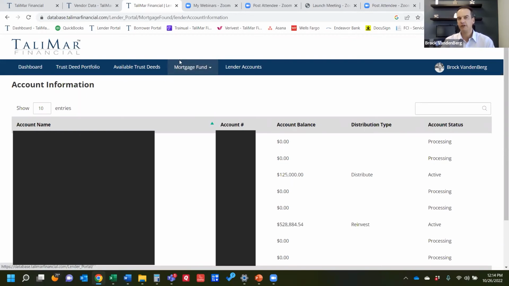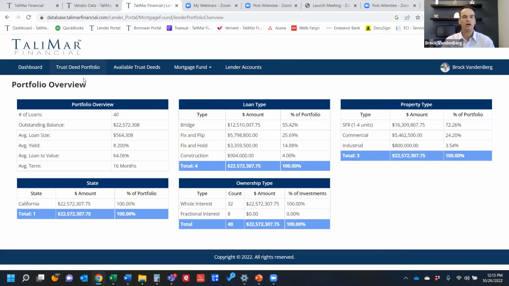But under the mortgage fund, you can go to the drop-down menu and you can actually view up-to-date information on the mortgage fund. So you can look at all the assets in the fund, current balances, average loan sizes, loan types, property types, and whatnot. So this is all real time. All the information that you see is what I see in real time. So as we add loans and loans pay off, all of this information gets updated.